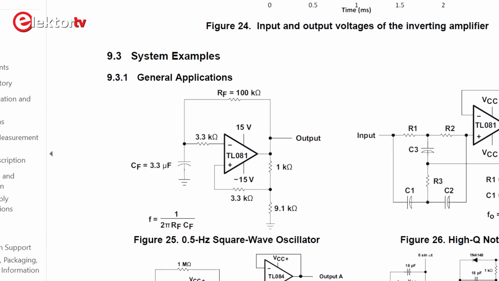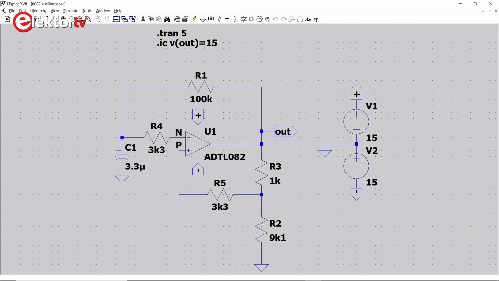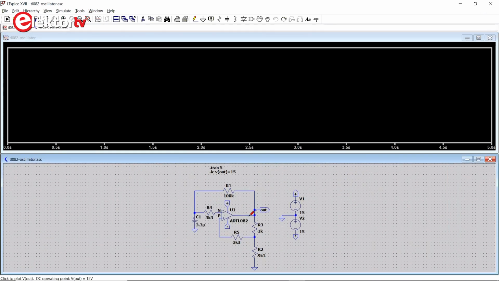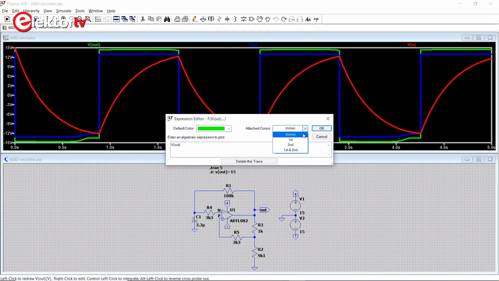The circuit is a simple square wave oscillator with an output frequency of around 0.5 Hz. I have drawn the circuit in the LTSpice circuit simulator so we can analyze its behavior. For the op-amp I used an AD-TL082, which is the Analog Devices version of the TL082 and that's integrated in LTSpice. Note that I had to specify an initial condition to get the oscillator simulation to start. This condition forces the op-amp's output to a non-zero value, which is required to get the comparator to work. In real life, the noise present in the circuit will take care of this.